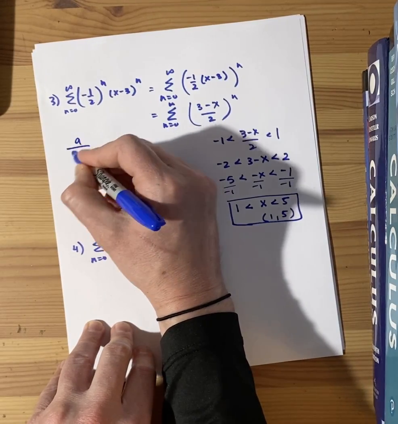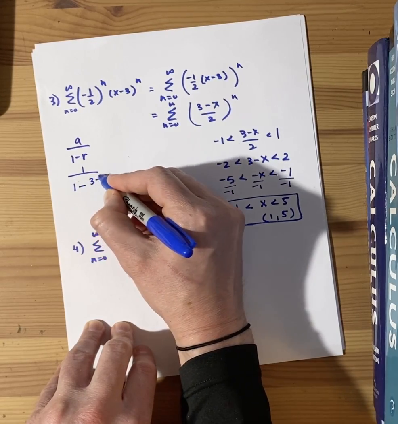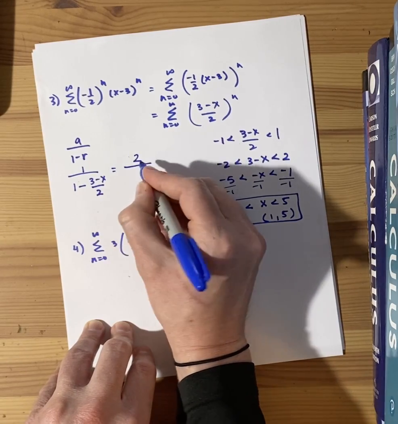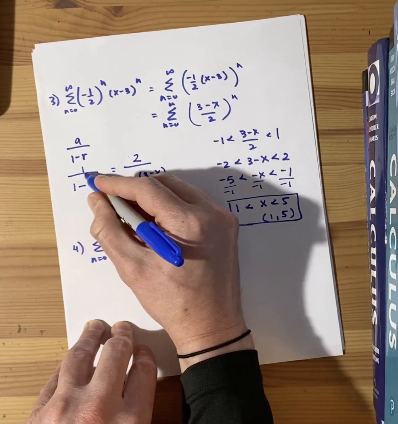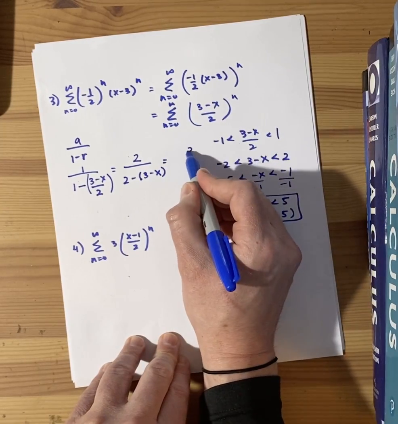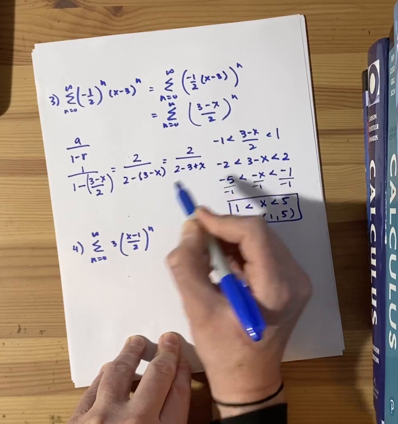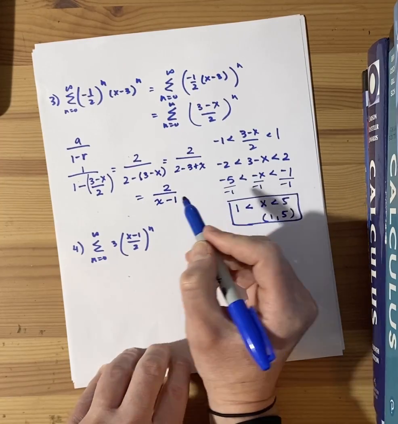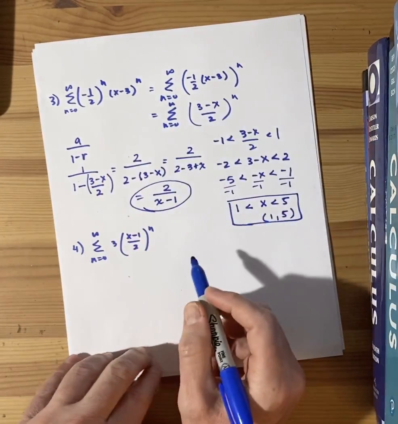So the function is like a over 1 minus r. So I'm going to have 1 over 1 minus 3 minus x over 2. Remember my little tricks? Multiply everything by 2. Gets that to move away. And don't forget your parentheses here, like I did, because you want to make sure the signs are all right. Then I would have 2 over 2 minus 3 plus x, or 2 over x minus 1. And that would be the function that represents that series.